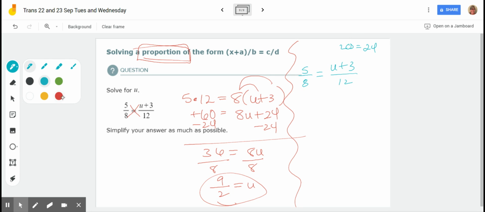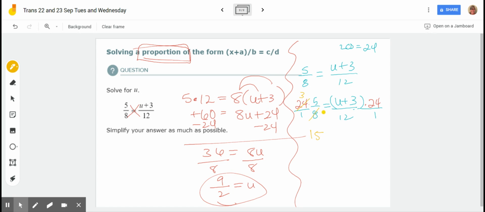Check it out. We can multiply both sides by 24. We're just going to put that like that. Okay, and let's put that in blue. 5/8 equals u plus 3 over 12. Okay, remember this is over 1. And we can cancel common factors again. 8 goes into 24 3 times. 3 times 5 is 15. 12 goes into 24 2 times. And you will get, let me rewrite this in blue, 15 equals 2 times u plus 3.